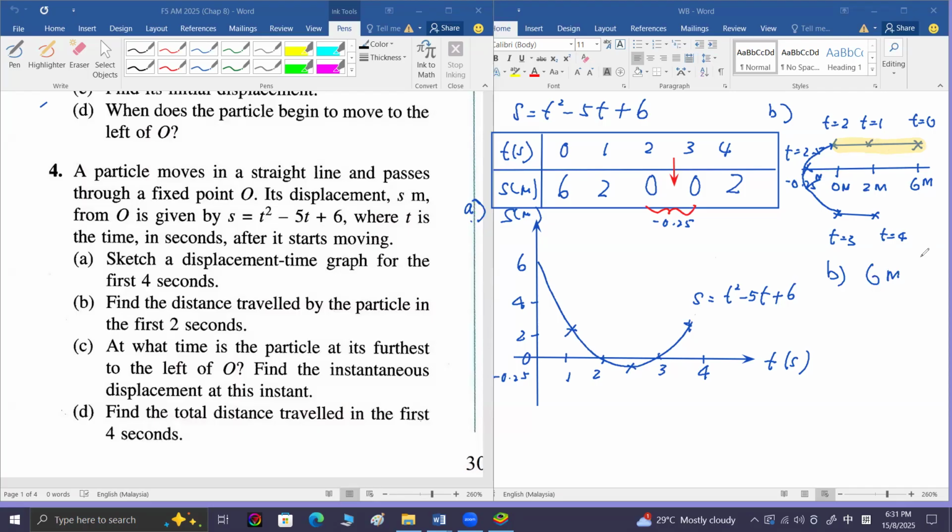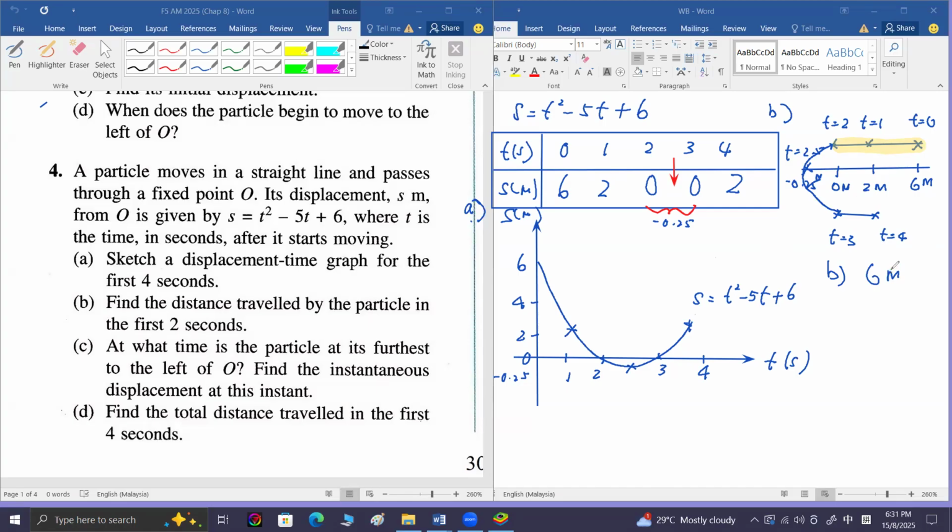Maybe you got one question. You say, hey, why not you look directly at the table? Okay, I'm not going to teach you to get it directly from the table because you might get confused when the question asks for more distance. So what I show you like that, can you see? From 6 move to 0, 6 meter.